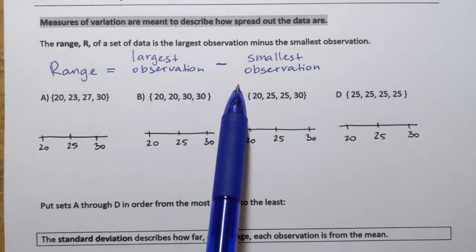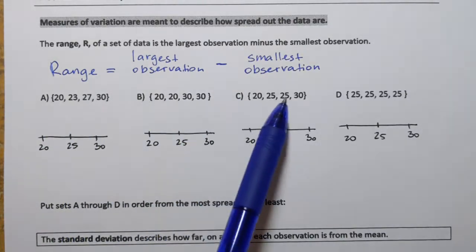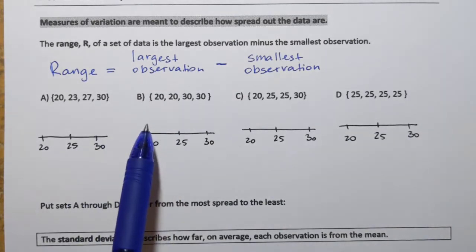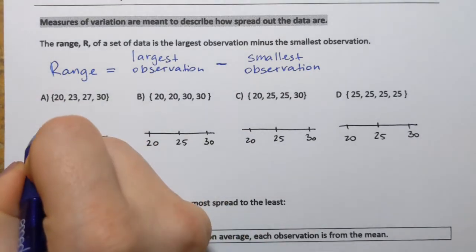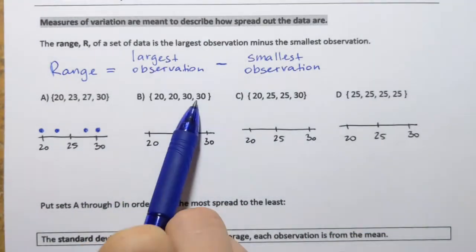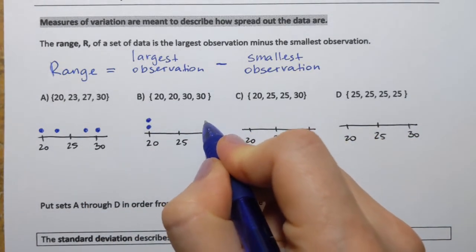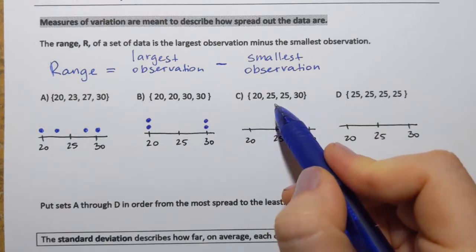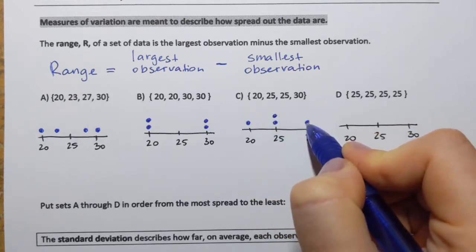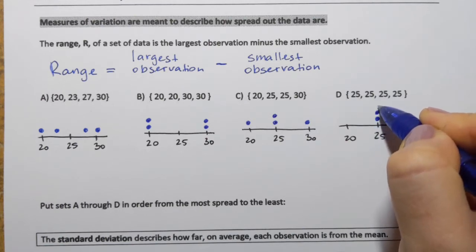To illustrate this and another measure of variation, I'd like to use the following example. Here I have 4 small samples, and I'm going to start by creating dot plots for each. So the first one has values 20, 23, 27, and 30. The second one has values 20, another 20, then 30 and another 30. The third one, 20, 25, another 25, and 30. And the last one has all the same values, 25. 4 of them.